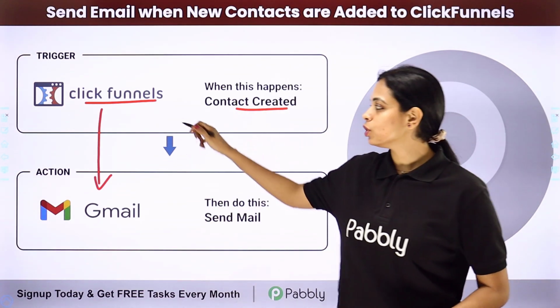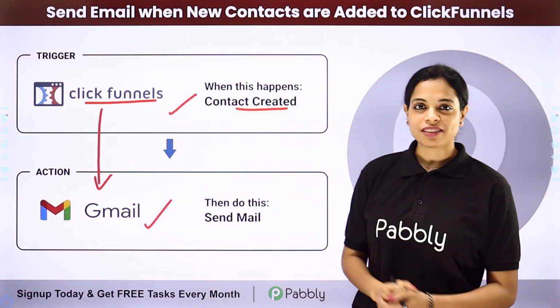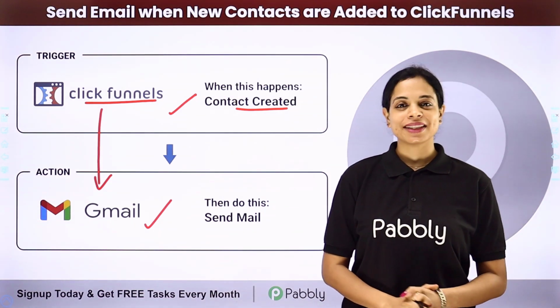Here your trigger application would be ClickFunnels and your action application would be Gmail. Now how can you do this yourself? Integrate and automate this entire process. To understand that, let me take you to my screen.